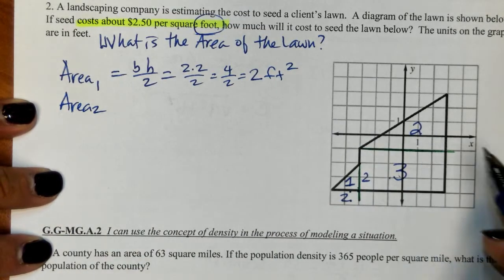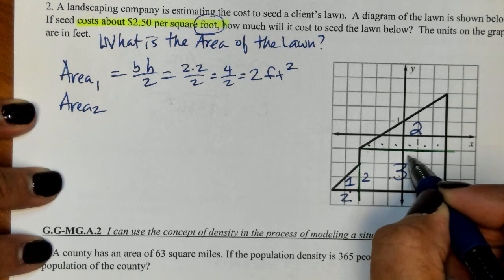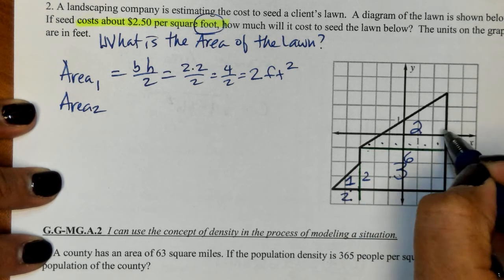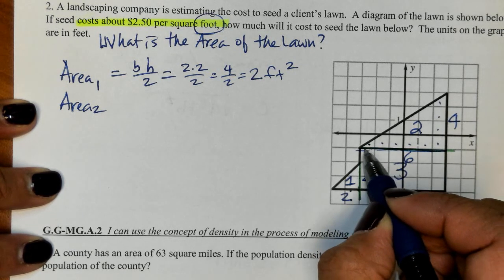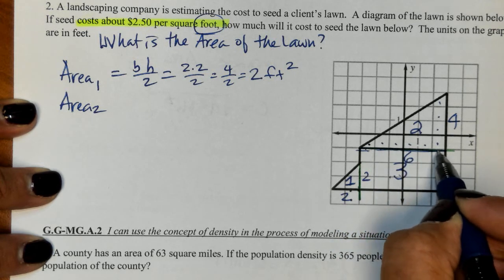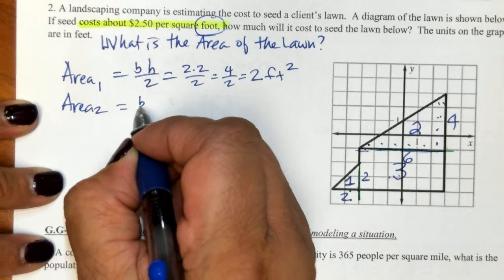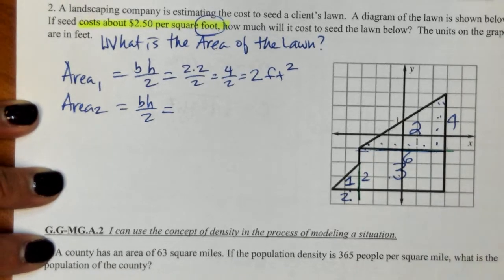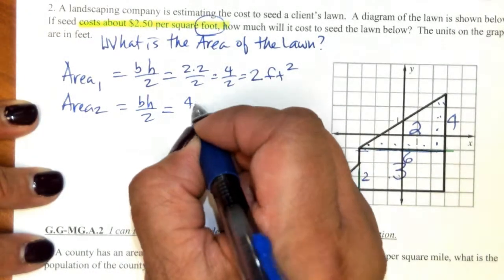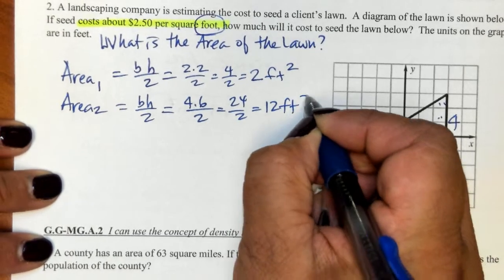I'm now going to do the area of the other triangle. You guys know what the base is of this one? What is it? 6. And what's the height? 4. Okay? So the base is, I'm counting the little blocks, 1, 2, 3, 4, 5, 6, and here we're counting 1, 2, 3, 4. So again, same formula. Okay, if not, use your gold sheet. All right, so 4 times 6 divided by 2 is 24 divided by 2, which is 12 feet squared.